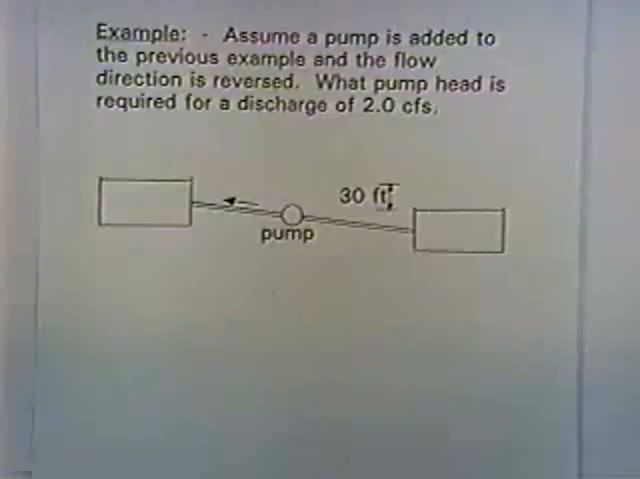Same problem again, let's just put a pump in it. I want the water to go the opposite way, and the only way I can get the water to go the opposite way is to install a pump. And so we add a pump to the system, the flow direction's reversed, and the question is what pump head is required for a discharge rate of 2 cubic feet per second. We want to pump 2 cubic feet per second from the lower reservoir to the higher reservoir.